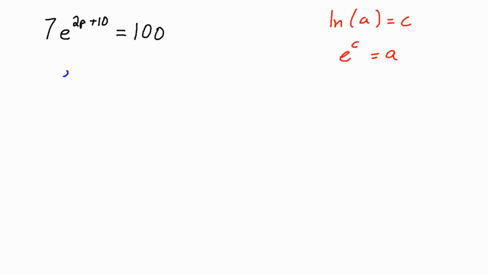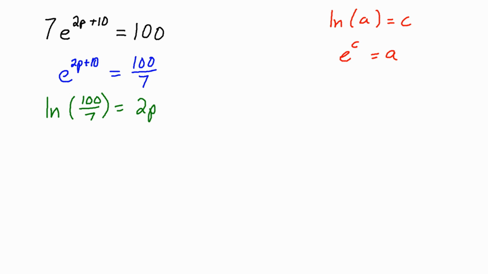Dividing both sides by 7, I have e to the power of 2p plus 10 equals 100 divided by 7. Now I can rewrite it as a natural log. My natural log of a, which in this case is 100 divided by 7, equals c, which is 2p plus 10.